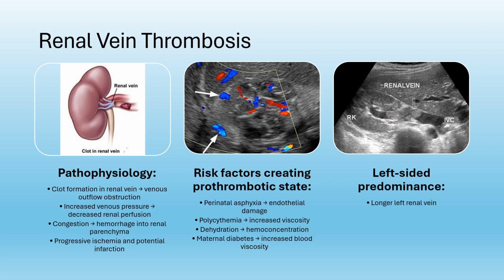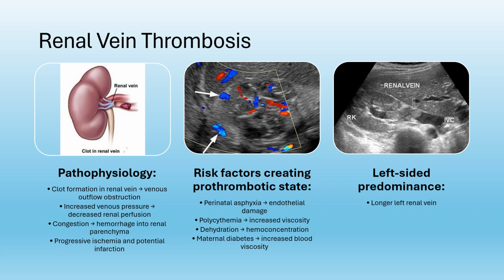The kidney responds to venous congestion with progressive swelling as blood accumulates. Increased venous pressure transmits to glomerular capillaries, causing hemorrhage into Bowman space and renal tubules, explaining the characteristic gross hematuria. As congestion worsens, the renal capsule becomes tense, further compromising perfusion through mechanical compression. Without intervention, progressive ischemia leads to acute tubular necrosis and potential cortical necrosis.